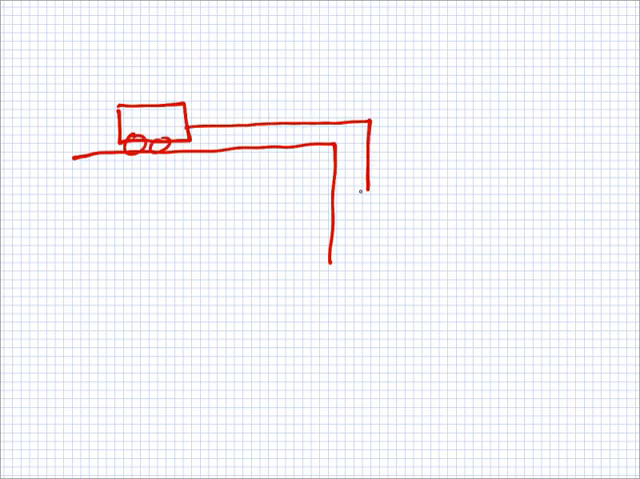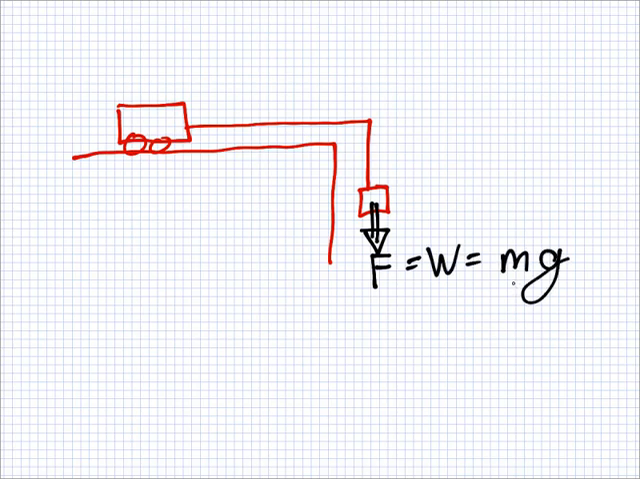Actually, you know what? I will draw. I said I wouldn't, but I'm just too kind. Okay, so what's happening here? You have your trolley. And you have your weights here. So here the force is equal to the weight, which equals small m g. And here we'll call this one big M.